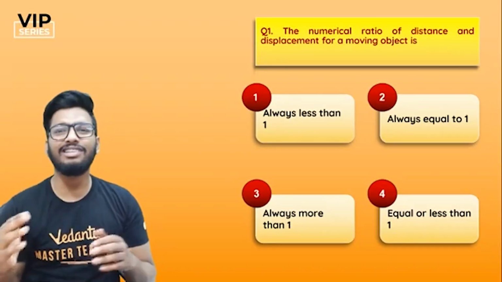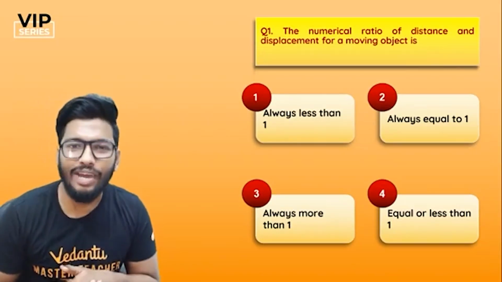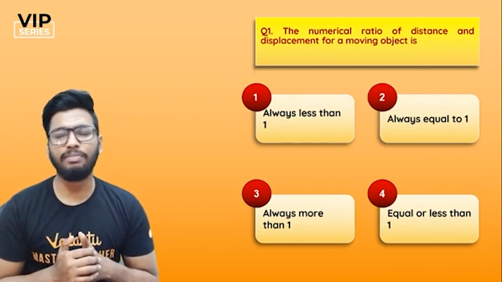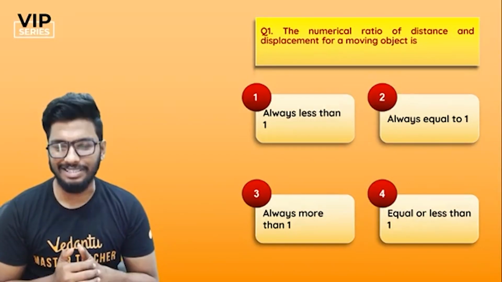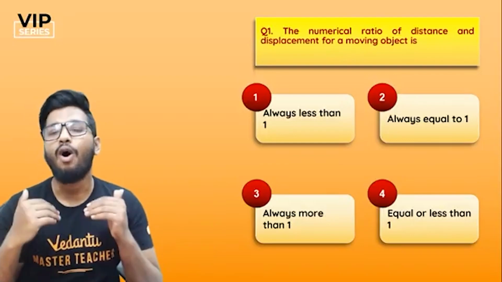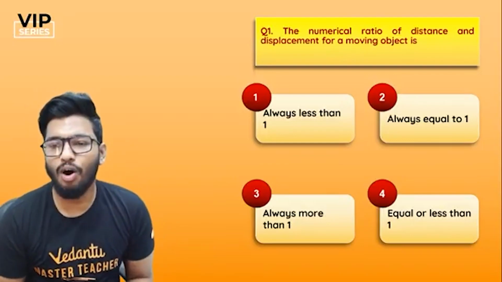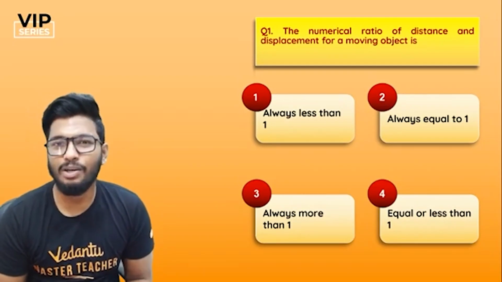The first question for today of the VIP series. The question is this: the numerical ratio of distance and displacement of a moving object is always less than 1, always equal to 1, always more than 1, or equal or less than 1. Quite an easy question. Now think about it guys.